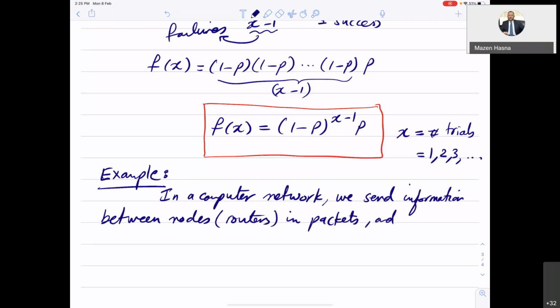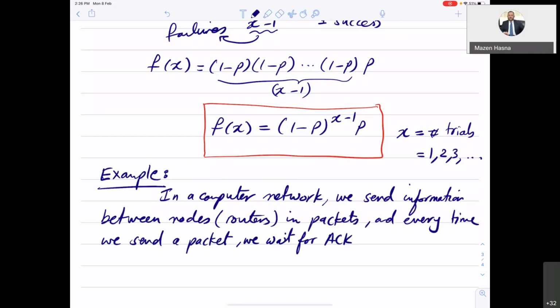And every time we send a packet, we wait for what we call an acknowledgement, so that if there is an error, the packet is sent again.